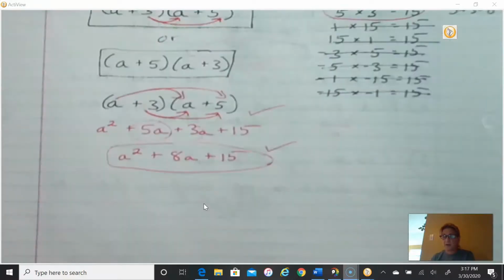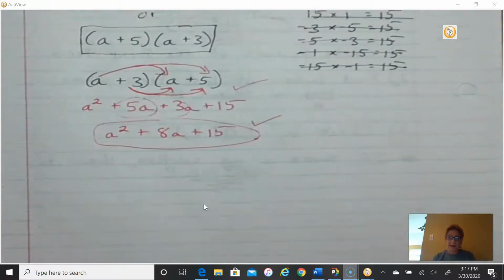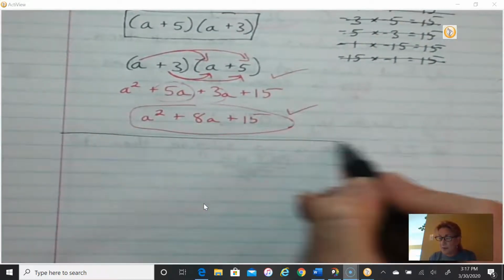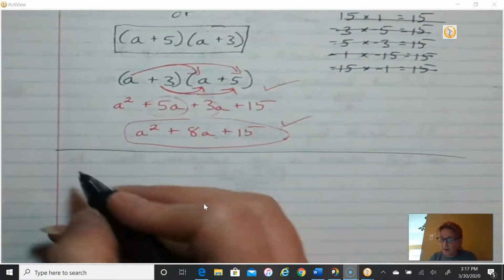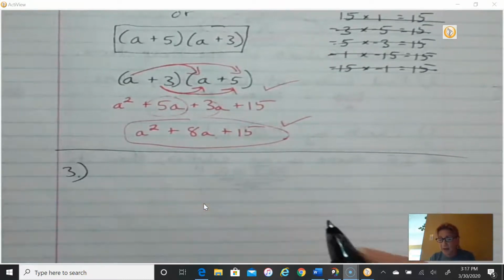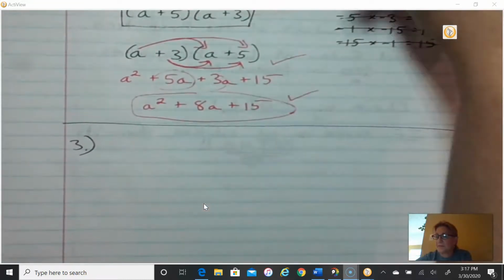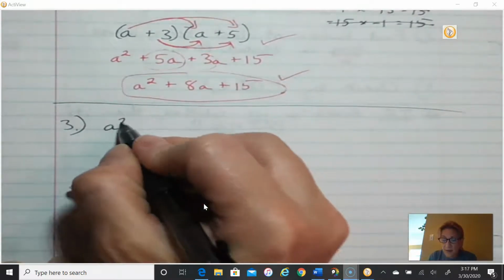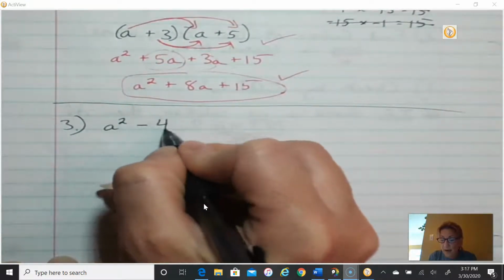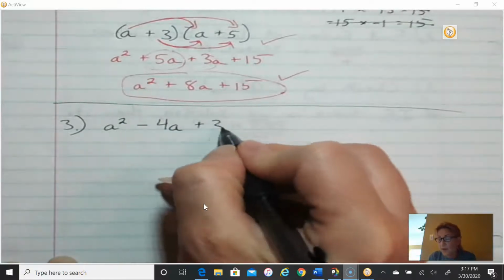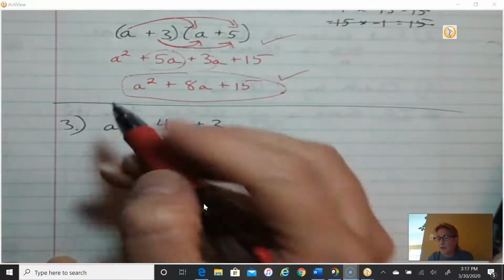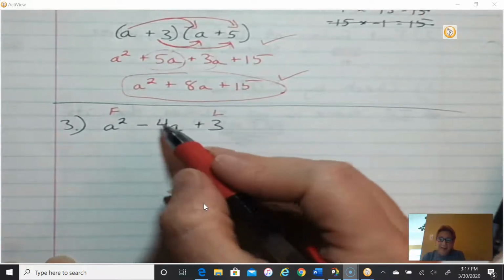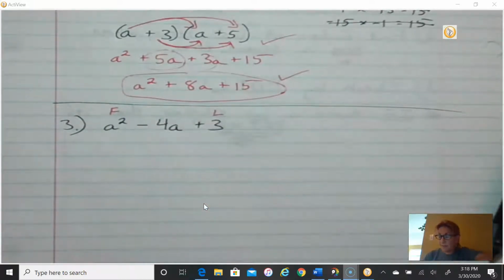All right, let's move on to another one. Like I said, I got a lot of examples to do, so that should help explain what I'm trying to say here, since I'm not with you. All right, number 3. I have A squared minus 4A plus 3. Okay, remember, this is my first, this is my last. This is that inside part, okay?